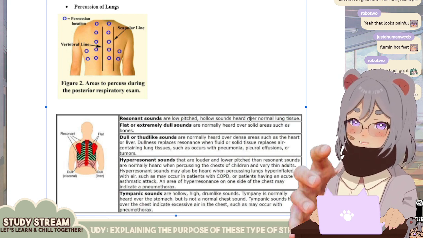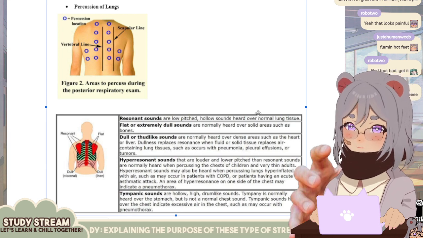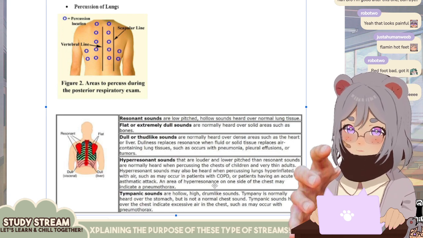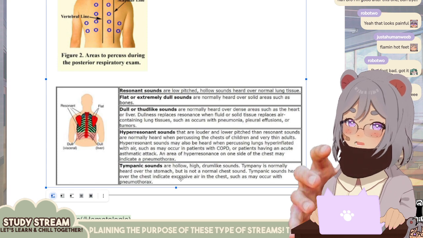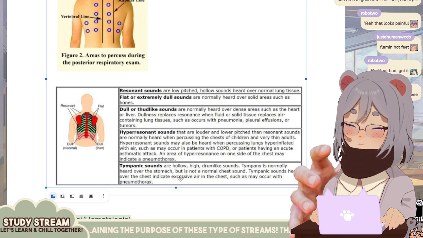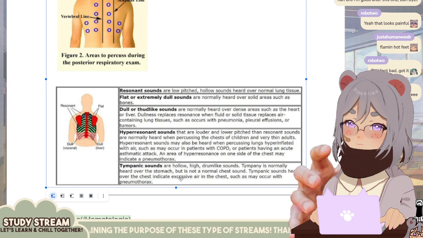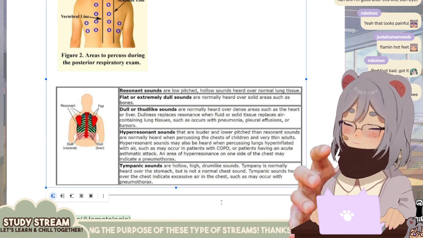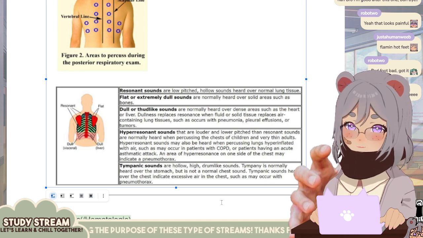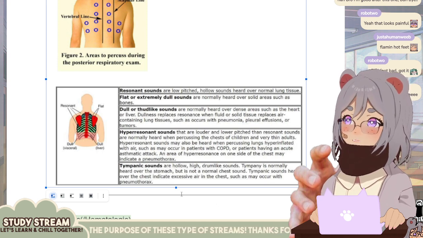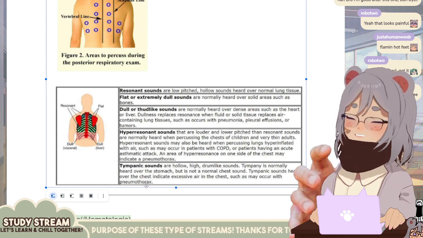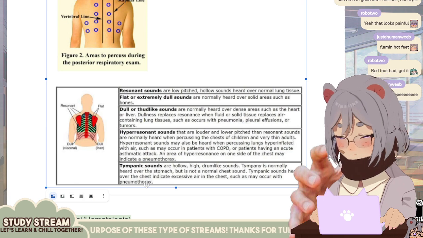Hyperresonant sounds are louder and lower pitched, normally heard when percussing the chest of children and very thin adults. Tympanic sounds are hollow, high drum-like sounds, and they're normally heard over the stomach, but it's not a normal chest sound. You may hear this kind of sound if there's excessive air in the lungs or in the chest, and this apparently occurs with pneumothorax. Alright.